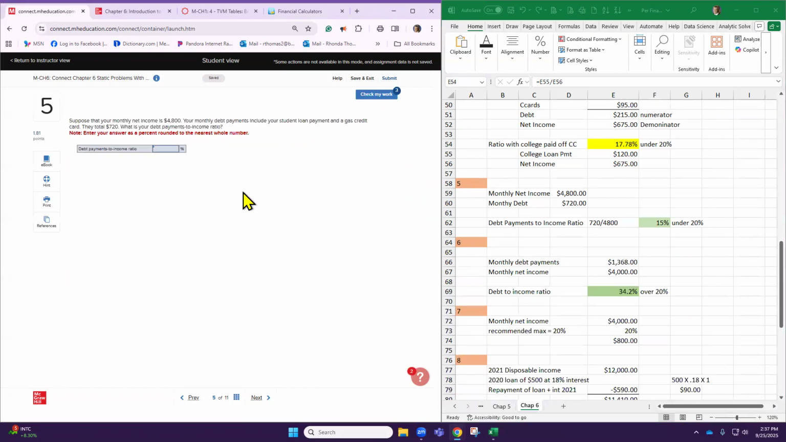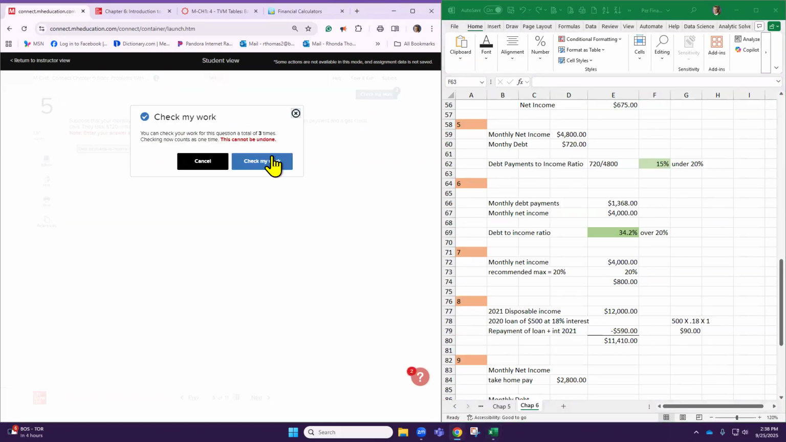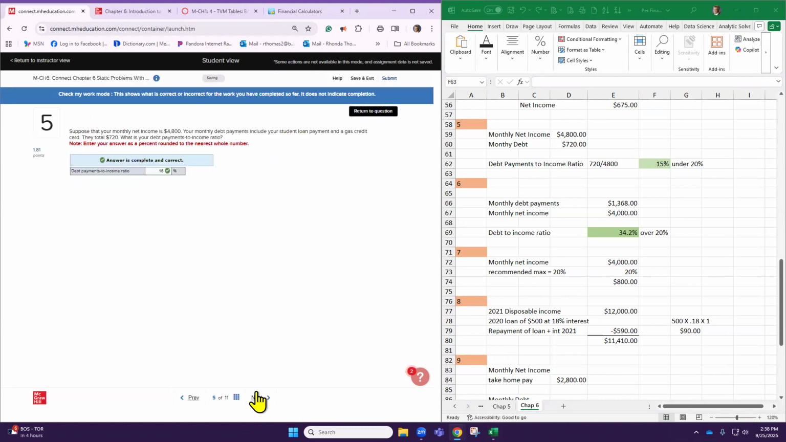We're going to wear out these different ratios. So suppose that your monthly net income is $4,800. So I've got that listed here. And then our debt payments, including student loan payment and a gas credit card, total $720. Once again, it's debt payments to income ratio. It's 720 divided by 4,800. And it's 15%. Okay, 15%. So that is less than the 20. Okay, let's go to number 6.